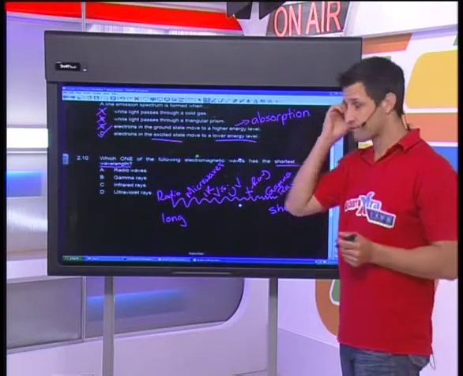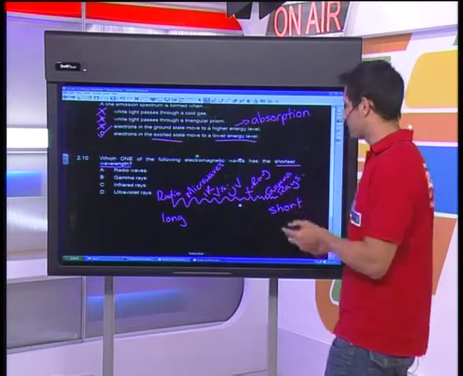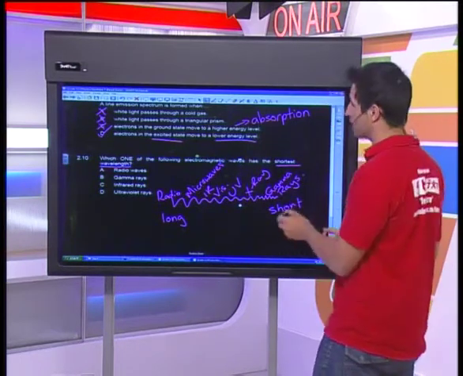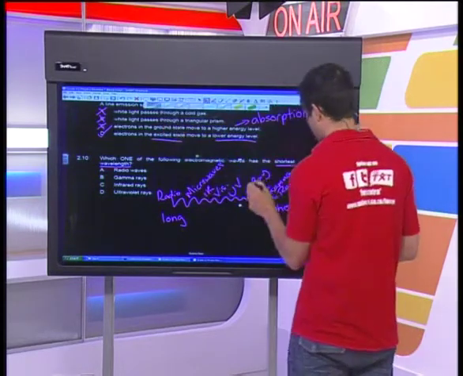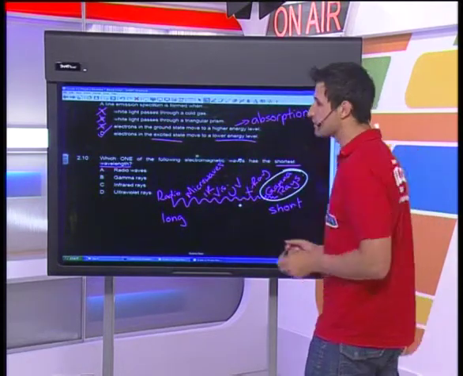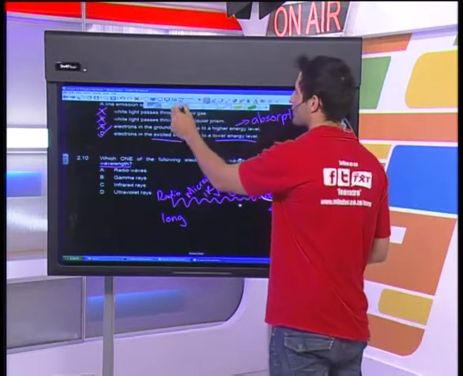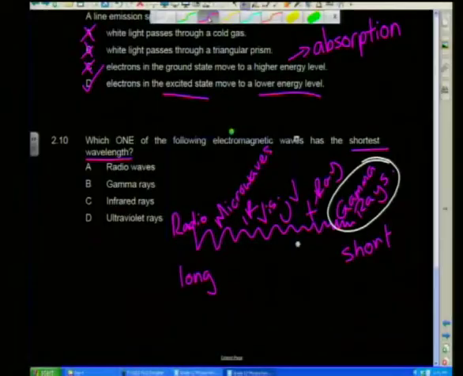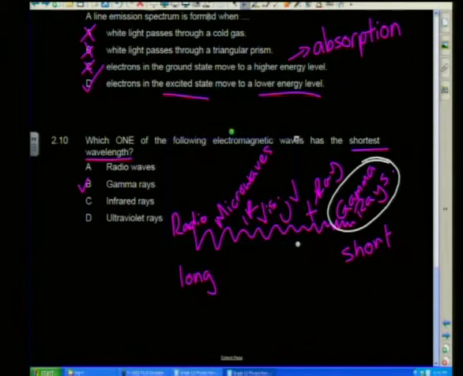Okay, well, let's try and find out which one we're talking about. For the shortest wavelength over here, I'm looking for an option which says gamma rays. And there we are. Gamma rays is right there in front of me. Option B is correct. Radio waves are the longest. Infrared rays, well, those are even longer than visible. Ultraviolet are longer than X-rays and gamma rays. Option B is the correct one.